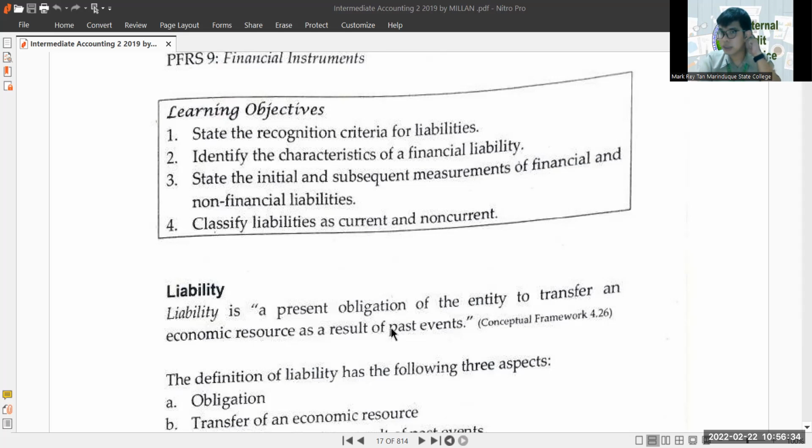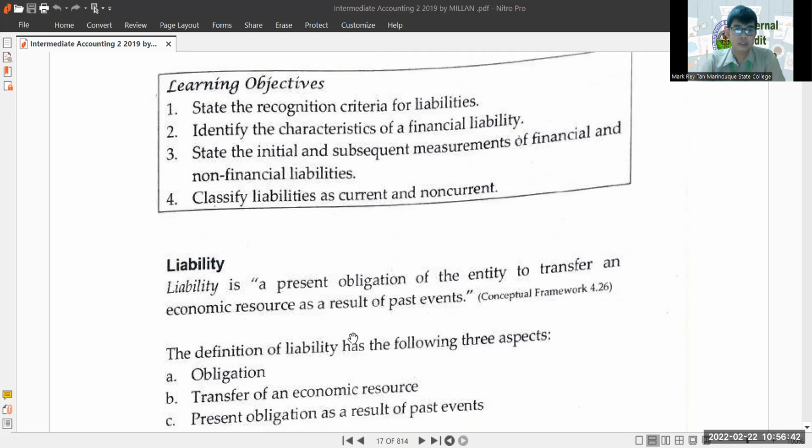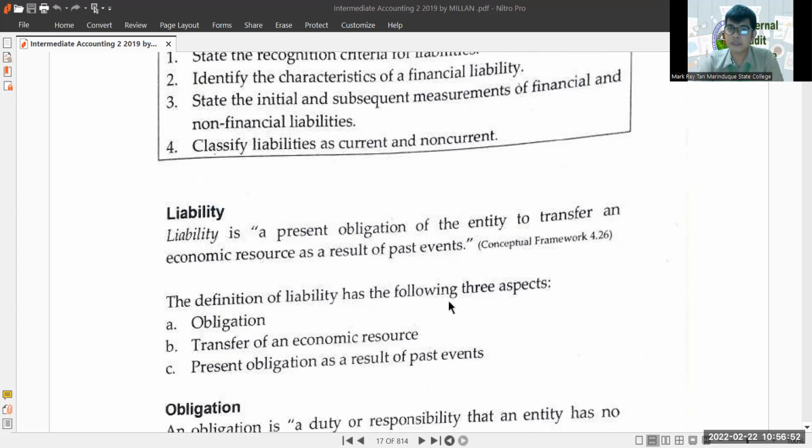Okay, liability. So what is a liability? First year pa lang kayo. It has been discussed na on the Fundamentals of Accounting Part 1. Ayan, so it is a present obligation of the entity to transfer an economic resource as a result of past events. Ayan, class, ano. It has been discussed ng overview. So of course, familiar na kayo sa term na ito.